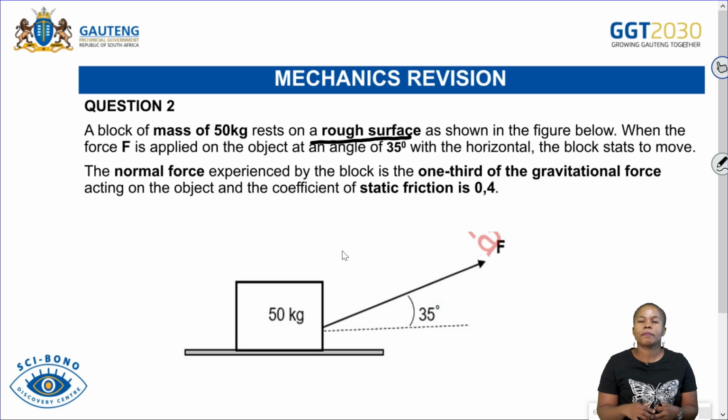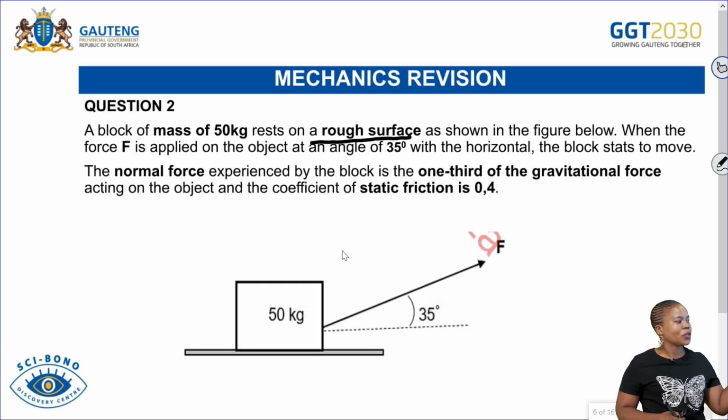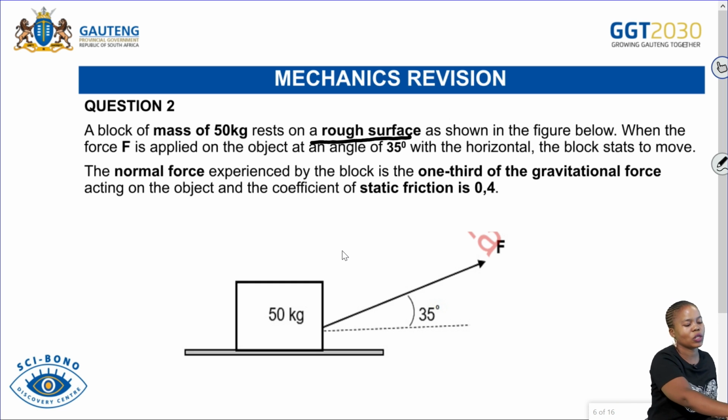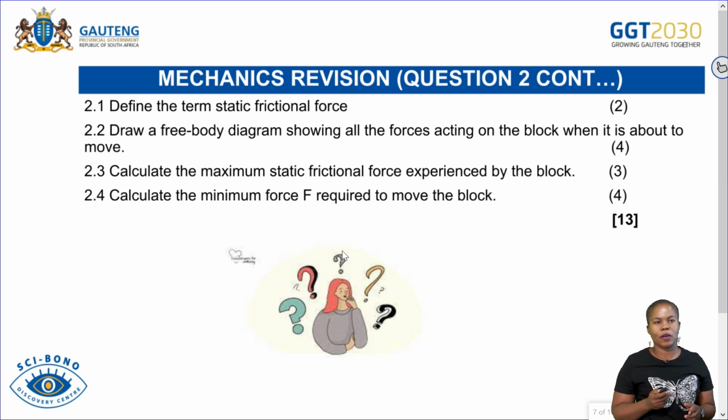Remember, the coefficient of friction is telling you about the roughness of the surface, the type of surface that you have, how rough it is. So here's a diagrammatic representation. You've got your block of 50 kg, and then you've got your force that is there, and then you have your 35 degrees. Let's move on to the questions with the help of this one.